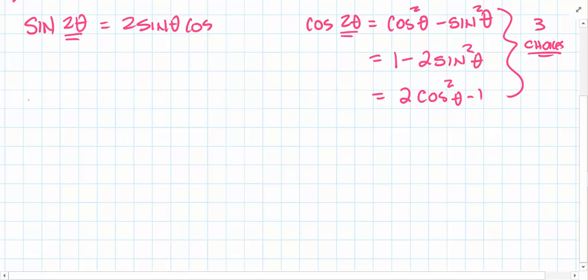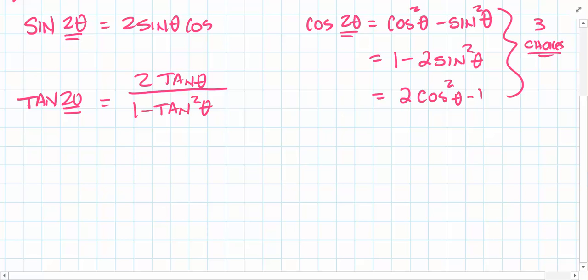And then for the last one, that should already be written down for the tangent of 2 theta double angle formula. It should be written down as 2 tangent theta all divided by 1 minus tangent squared of theta. So everyone have those already on the toolkit? So far so good? Yes. All right, cool. We're good to go.